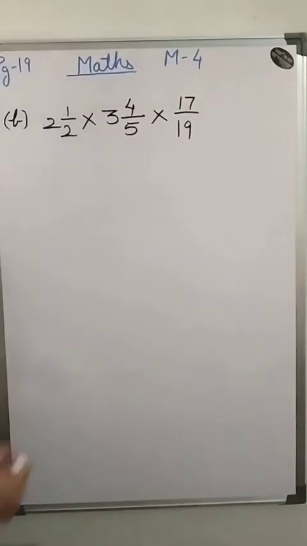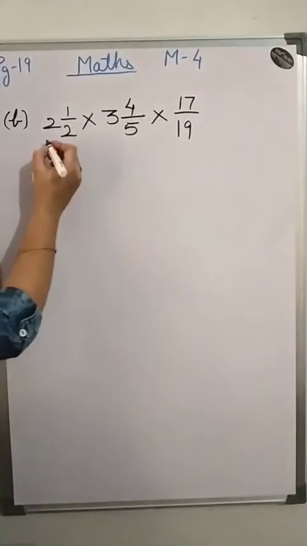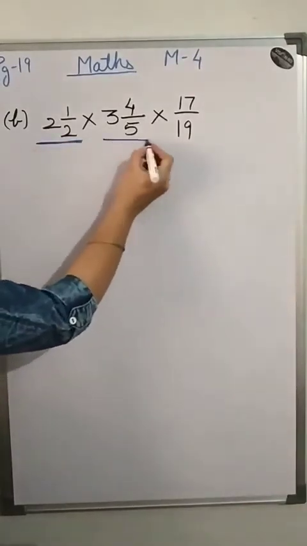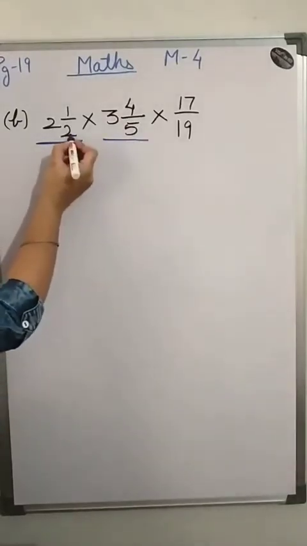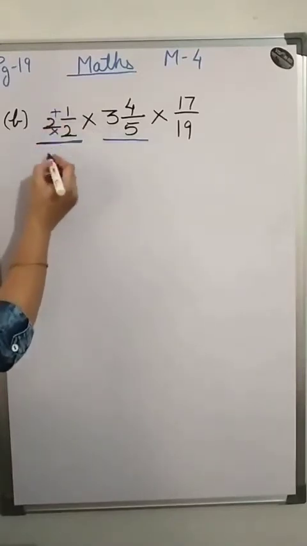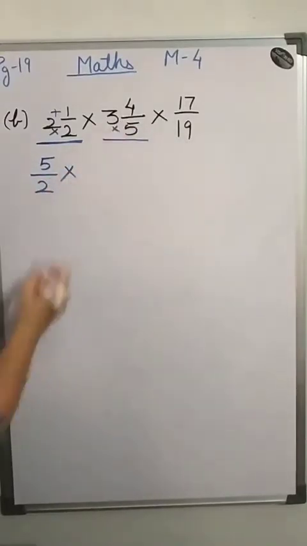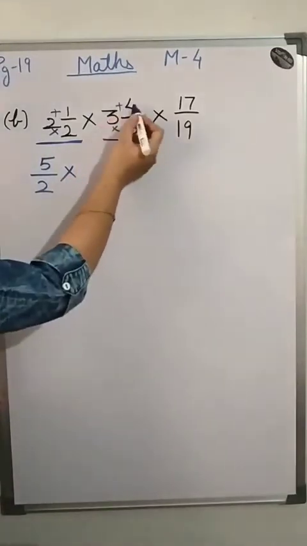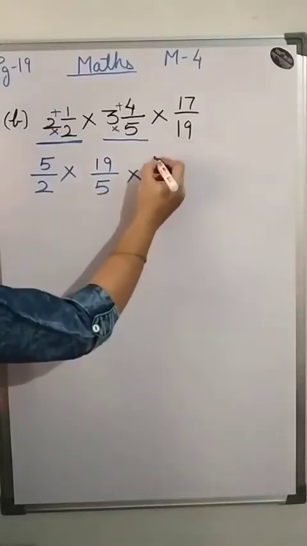Now the next question is 2 1 by 2 multiply 3 4 by 5 multiply 17 upon 19. This one is a mixed fraction. This is also a mixed fraction. So the first rule is that we convert them into improper fractions. How do we convert? We multiply the denominator to the whole number. 2 multiply 2 is 4 and 4 plus 1 is equal to 5, so 5 upon 2. Multiply 5 into 3 is equal to 15 and 15 plus 4 is equal to 19. And the denominator will be the same, so here you write the same number.